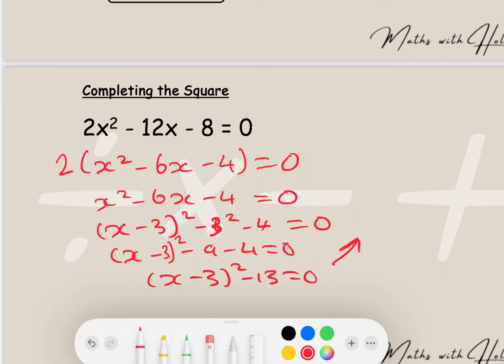And then if you go on to solve that, your answer should be x equals 3 plus or minus the square root of 13. So if you have a number here for a, you can literally just divide the whole thing by that number. So in this example, I divided the whole thing by 2 and then just used completing the square like normal.